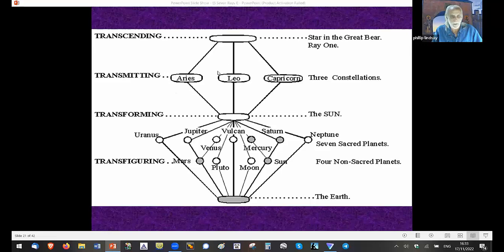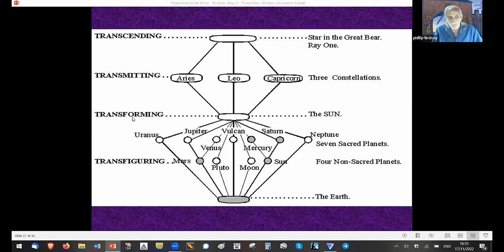And so we have the first ray coming through the transcending level from the Great Bear, through the transmitting level of the 3 constellations, and often when DK uses the word constellation, he's actually referring to a sign and vice versa. So it really tests your intuition, because you cannot read these books with the concrete mind. You really need to meditate and develop the intuition to assist you with really penetrating into the arcana.